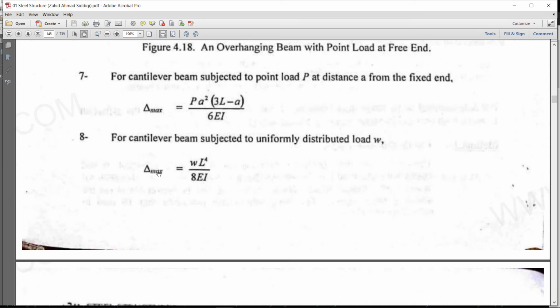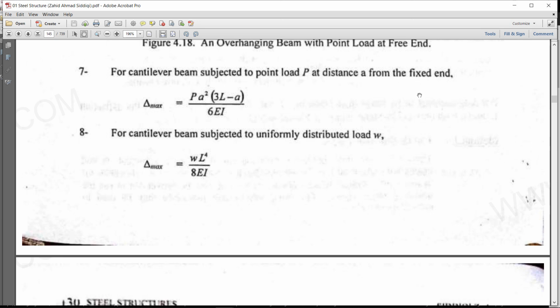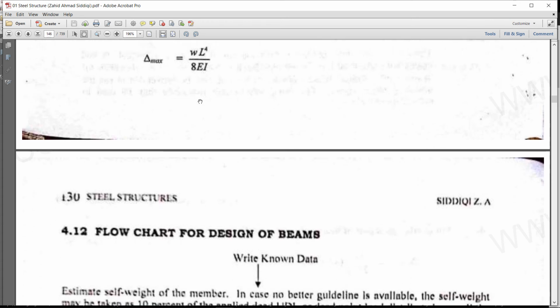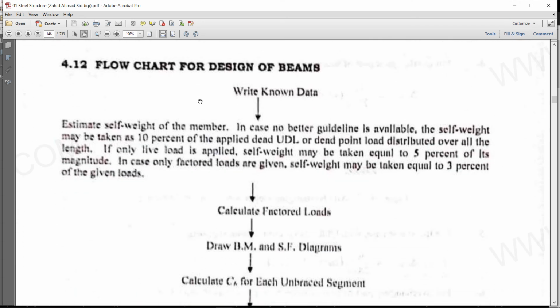Here are other options for a cantilever beam subjected to a point load at a distance from the fixed end. And for a cantilever beam with UDL, here is the delta max, and you can calculate the deflection in the beam against the loading. So here is a design chart, meaning how you will get the data.